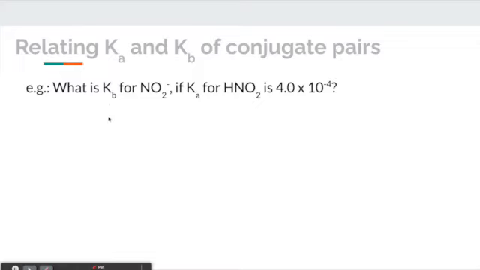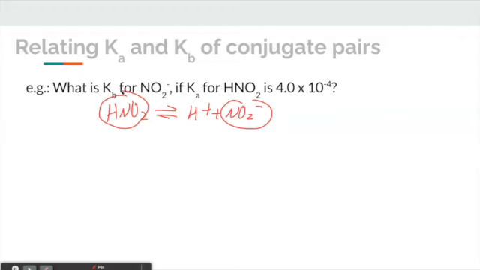So if you think about what's going on when HNO2 functions as an acid, it's going to produce H plus ions, and it's going to produce NO2 minus. So NO2 minus is the conjugate base of HNO2. And we have this relationship here that says that Kw is equal to Ka for the acid, so in this case for HNO2, times Kb for the base, which in this case is NO2 minus. So if we want to know what Kb for NO2 minus is, we can just solve this equation.